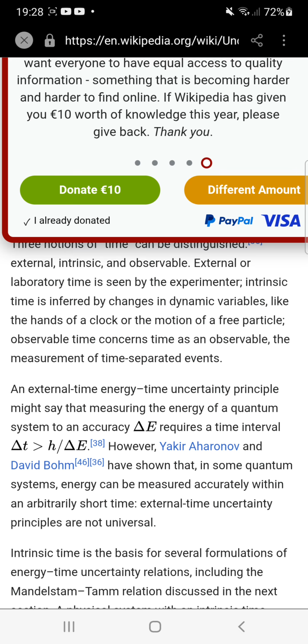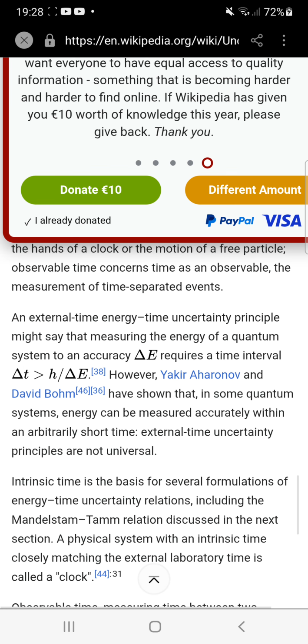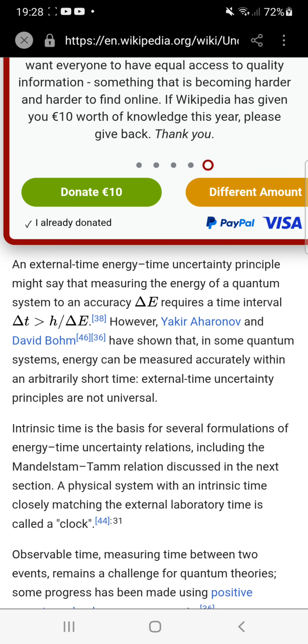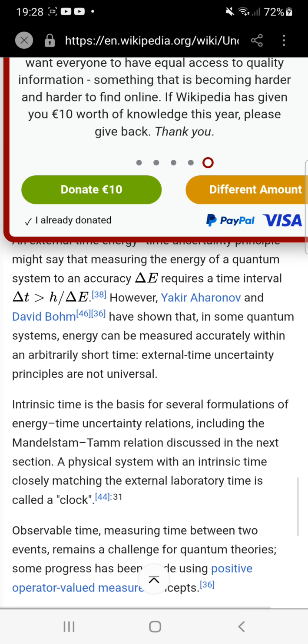Intrinsic time is inferred by changes in dynamic variables like the hands of a clock or the motion of a free particle. Observable time concerns time as an observable measurement of time-separated events. An external time energy-time uncertainty principle might say that measuring the energy of a quantum system to an accuracy delta E requires a time interval delta T greater than h divided by delta E.